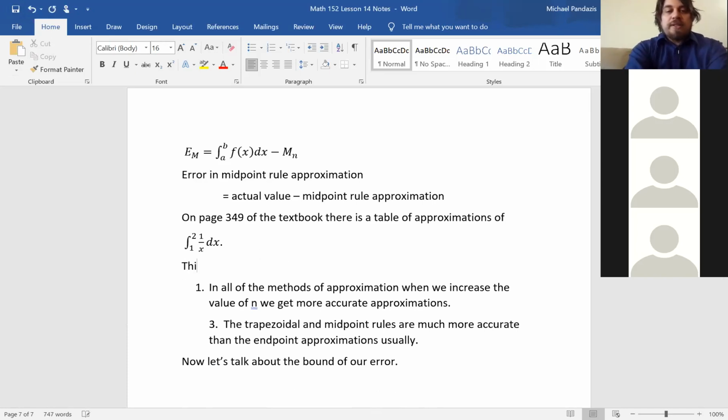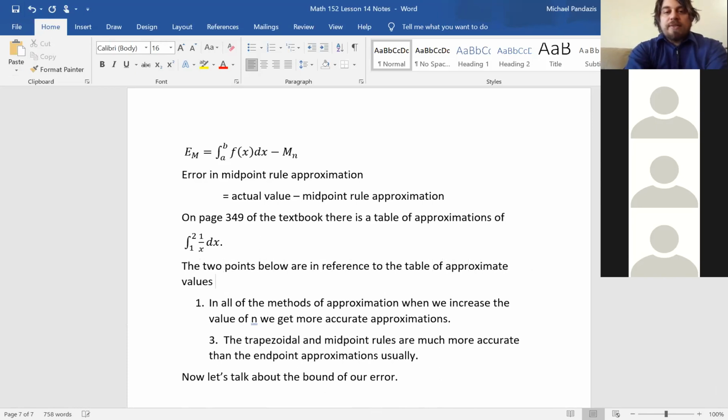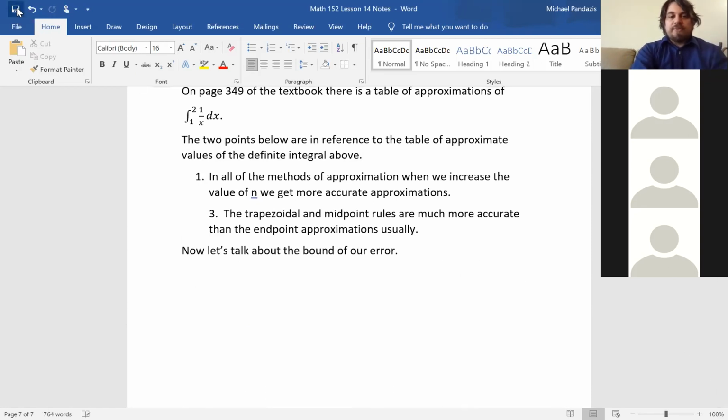So the two points below are in reference to the table of approximate values of the definite integral above. When it says that the trapezoidal rule and midpoint rules are much more accurate, it's referring to this definite integral. Those are the two that matter more. So let's talk about the bound of our error.